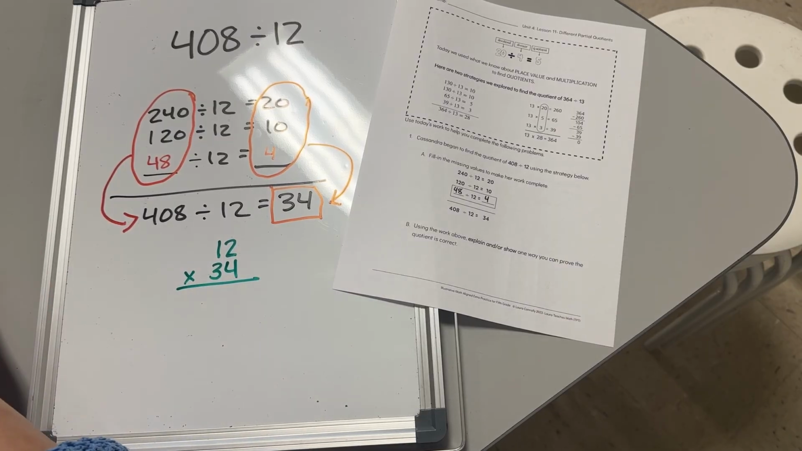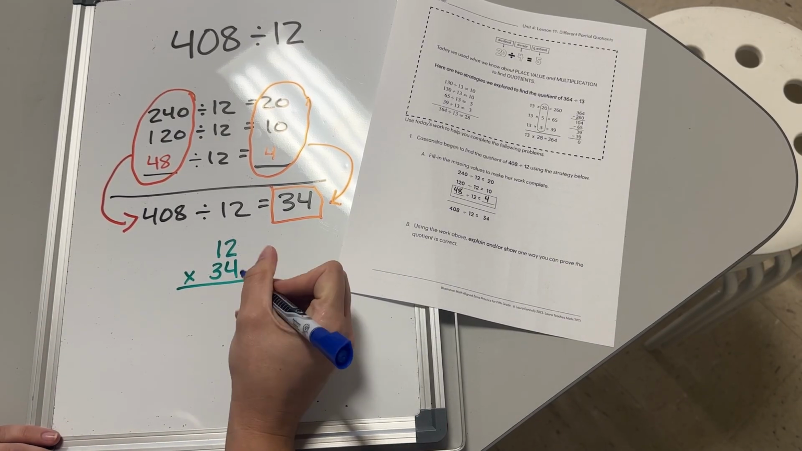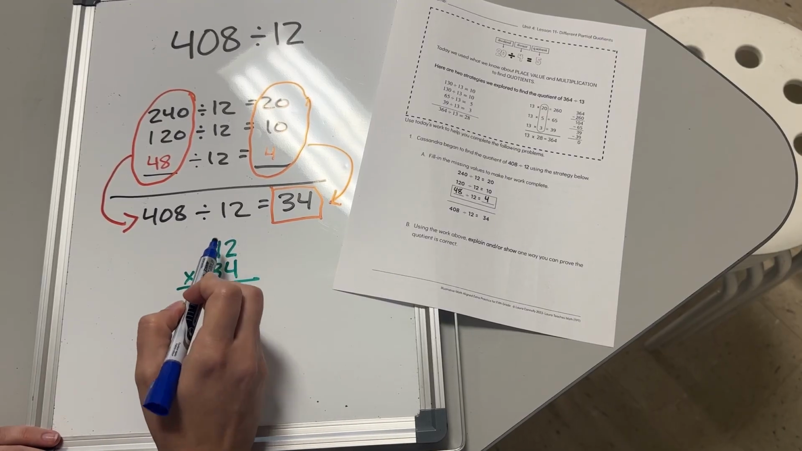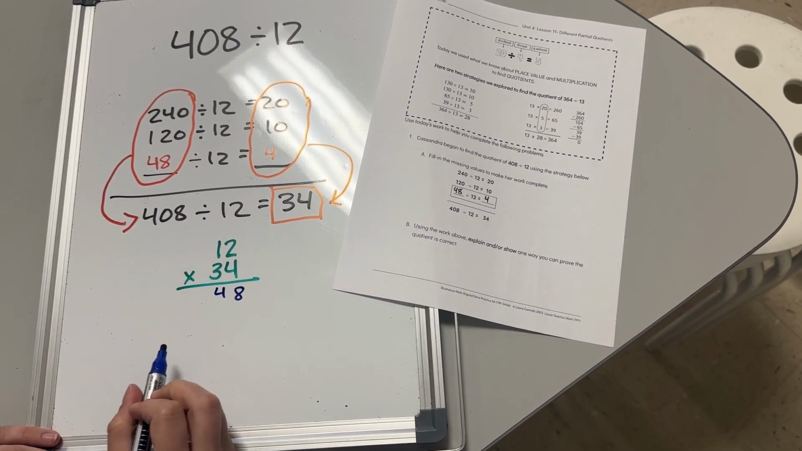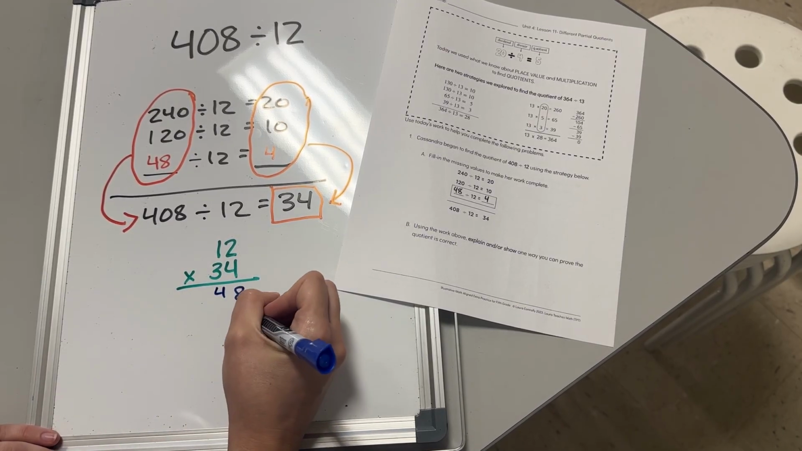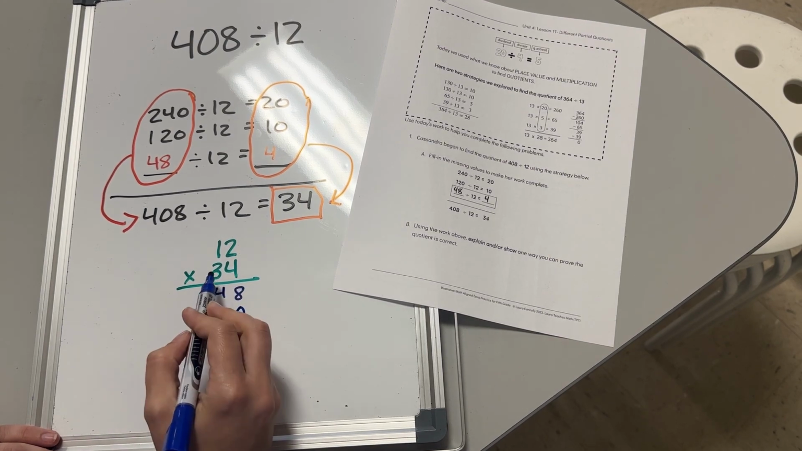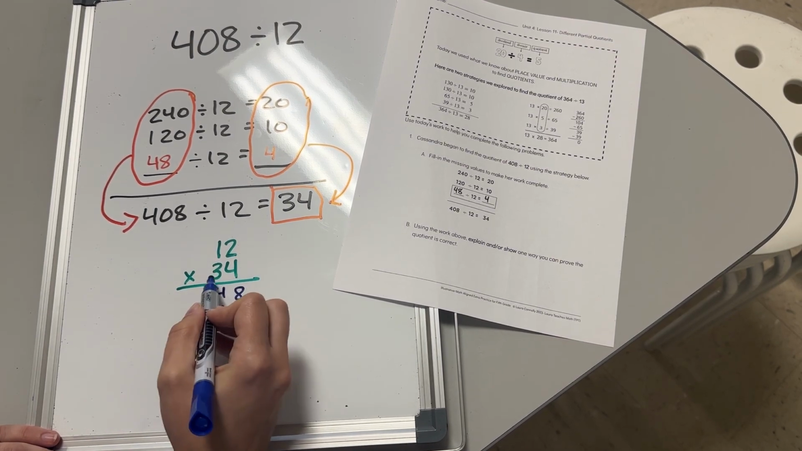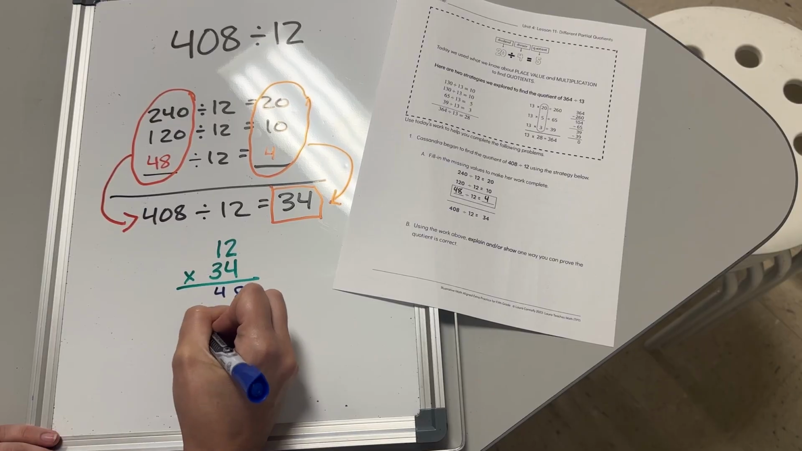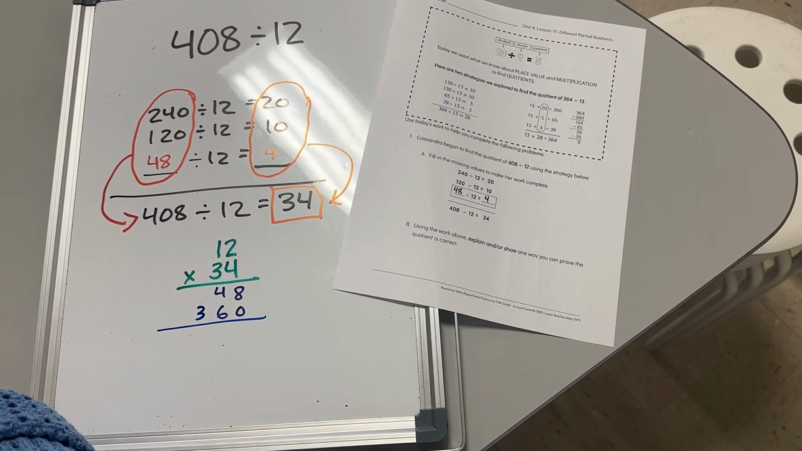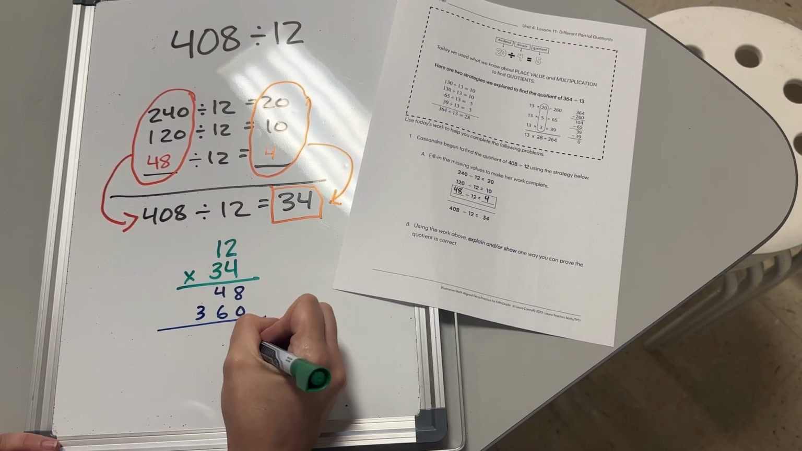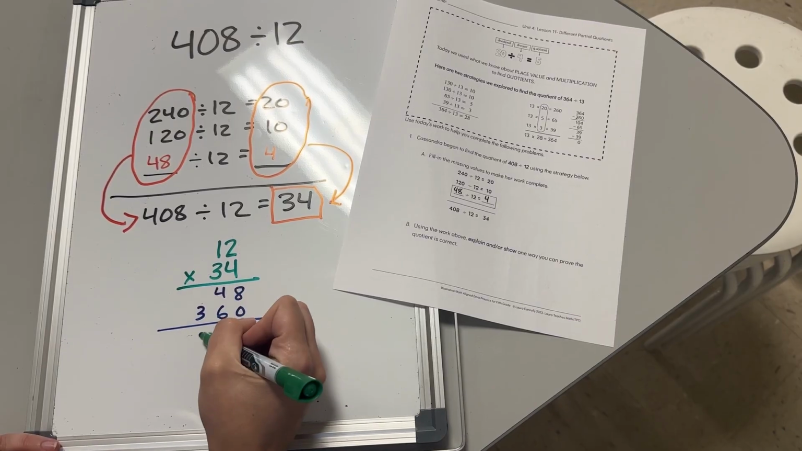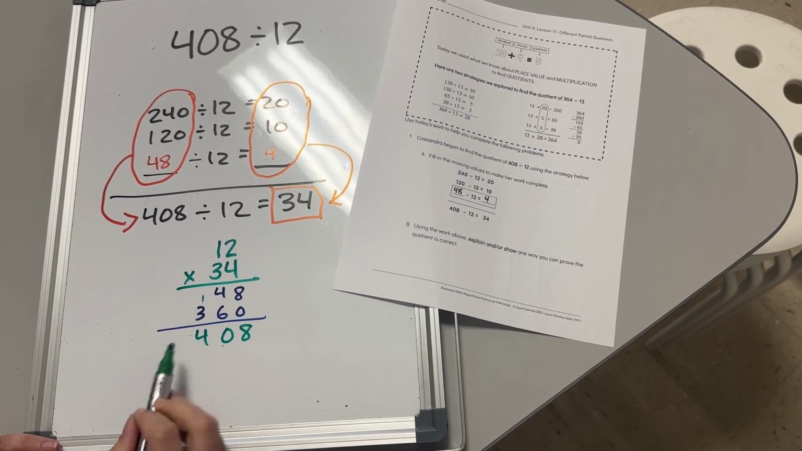Let me go ahead and multiply. I know that 4 times 2 is 8, and 4 times 1 is 4. Now I have to multiply my 30, so I'll drop down and put a 0. 3 times 2 is 6, and 3 times 1 is 3. Now I'm going to go ahead and add those together. I get 8, 10, and 4, which means I ended up with 408.